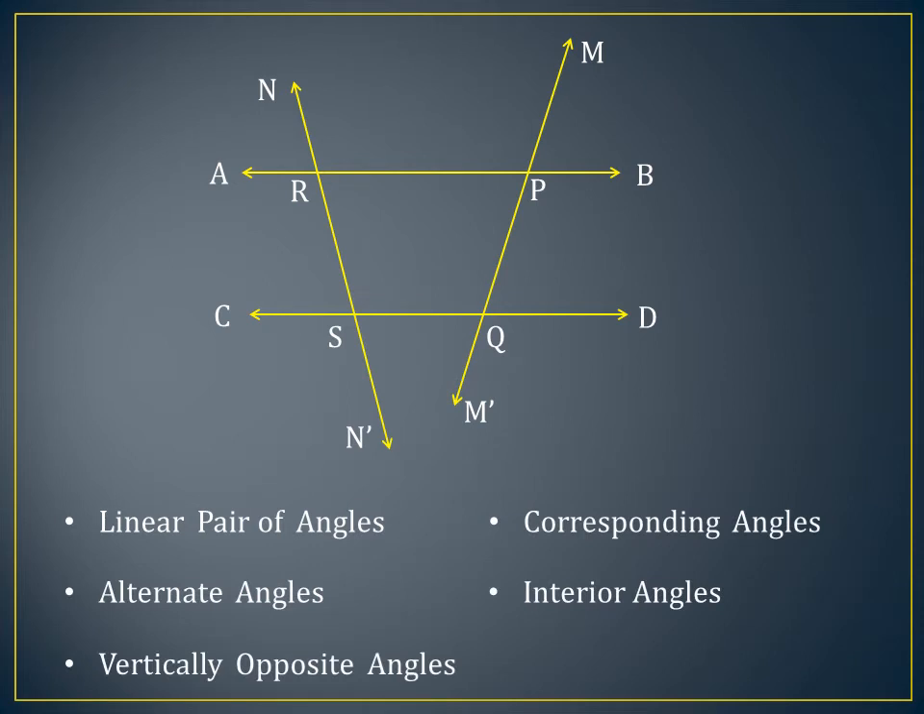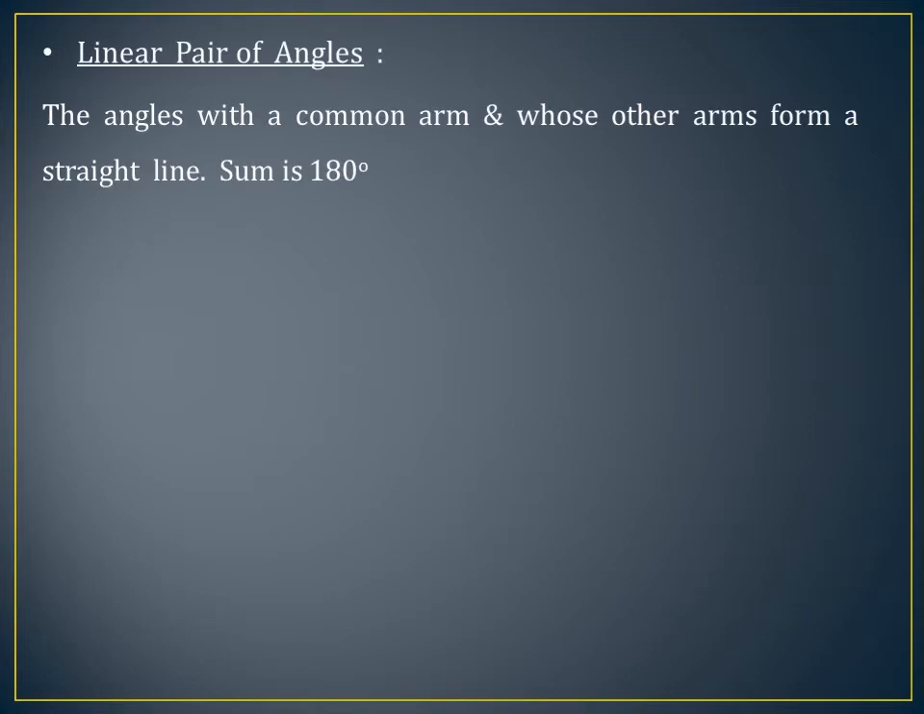Now in this video we will be understanding what are linear pair of angles, corresponding and alternate angles, interior angles, and then the vertically opposite angles. Now any angle has two arms. Any two angles which share the same arm and their other arms form a straight line are known as a linear pair of angles. Their property is that the sum of the measures of such angles will always be 180 degrees.